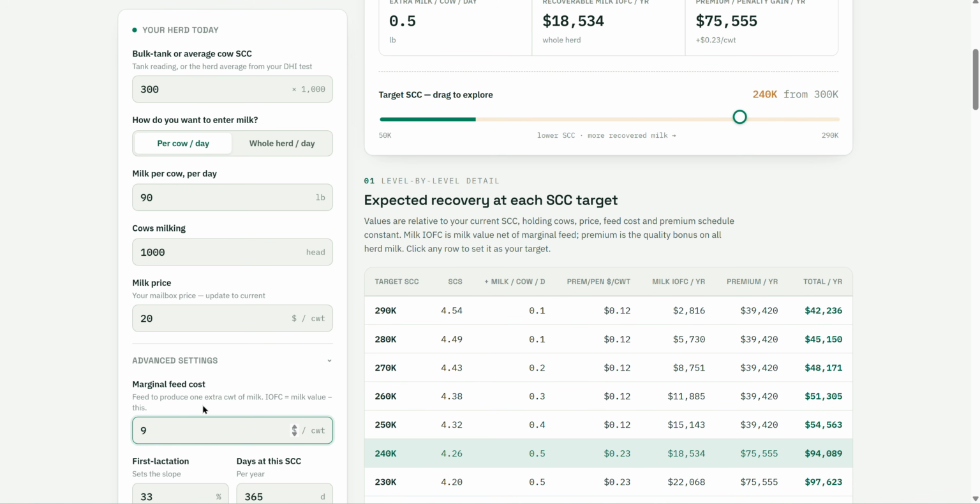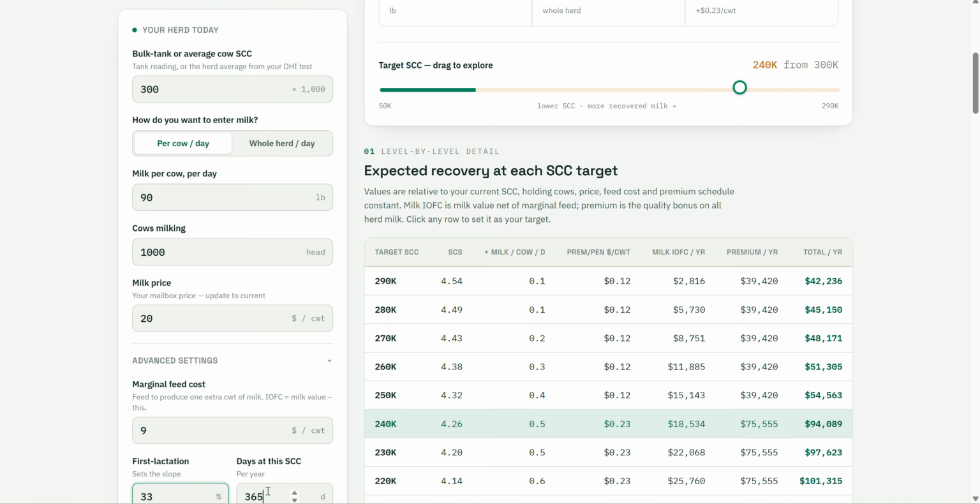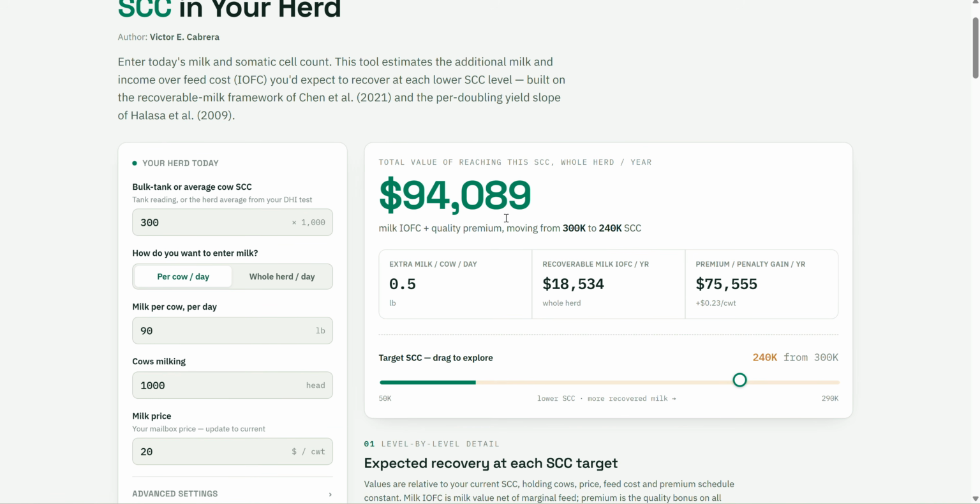First lactation percentage is the share of your herd in first lactation. This sets the yield slope because first lactation cows and older cows lose different amounts of milk per doubling of SCC. The default is 33%. Days at this SCC is the number of days per year the herd spends at the improved SCC level. The default is 365.